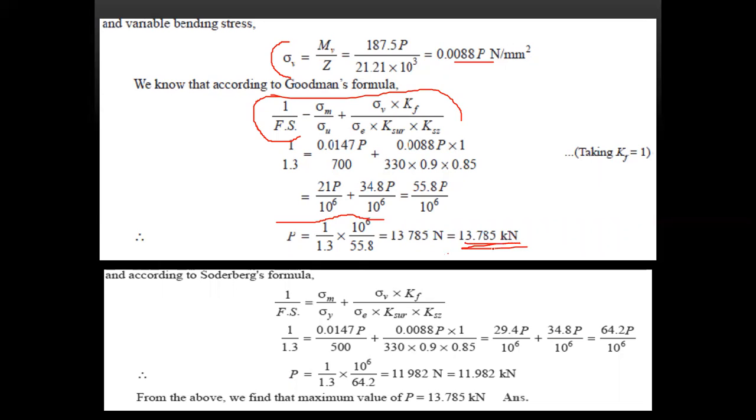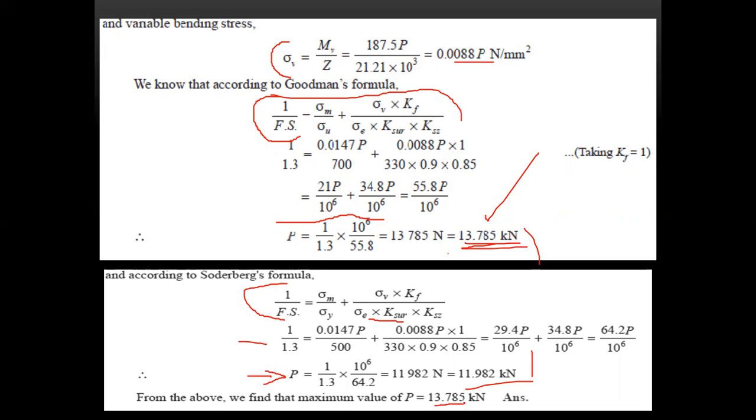Okay. And by using the Soderberg formula, 1 by Fs is equal to sigma m by sigma y plus the variable term. So now substituting values for the above equation. So we are finding the maximum value of P is equal to 11.982. So by comparing these two values, which one is the maximum? 13.5, 13.7, that is 14 is maximum. Therefore, the load P is equal to 14 kilonewtons.